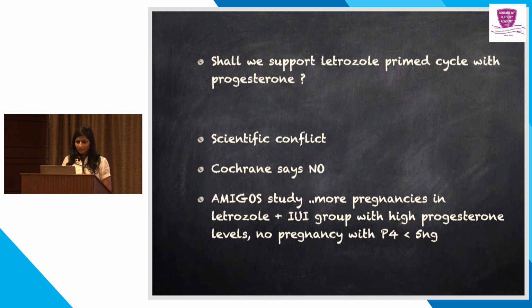So there is a scientific conflict, but Cochrane says no to luteal phase support when you are giving letrozole ovulation induction. And with the AMIGO study, there were more pregnancies in the letrozole IUI group which had high progesterone level, and no pregnancy when the progesterone was less than 5 nanograms. So this was a controversial thing: Cochrane is saying no to luteal phase support when you are doing ovulation induction with letrozole. But when they did a retrospective analysis of the AMIGO study, they found those who had less progesterone level in letrozole ovulation induction cycle had very low pregnancy rate. So whether we should consider luteal phase support is a dilemma.